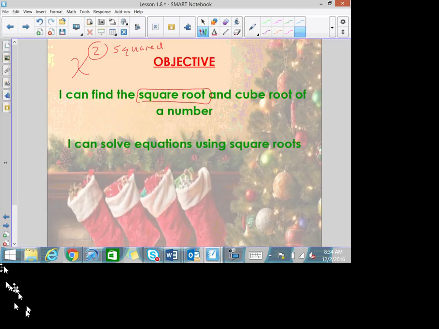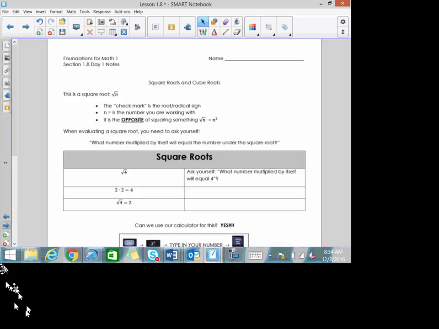And then we're also going to talk about what cube rooting means. What does it mean to cube root something? So, here we go. Square roots and cube roots. This right here is a square root. This is what a square root looks like. It looks like a check mark. It's called a root or a radical sign. The number underneath that is what we are rooting, or really what we're working with.